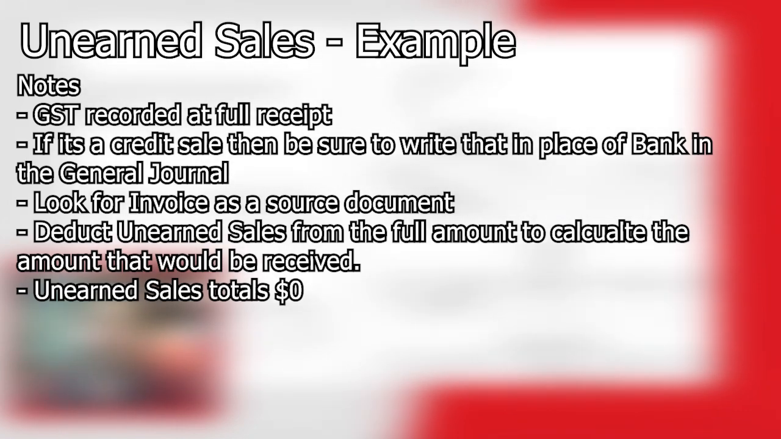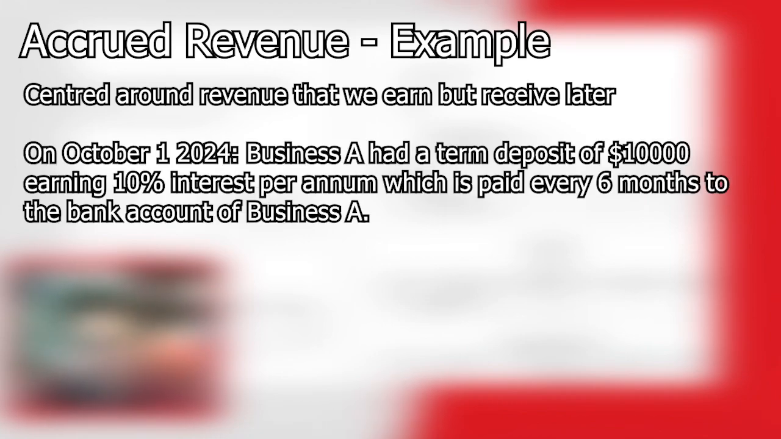And last but not least, we have accrued revenue. So this is revenue we earn but will receive later. So here is our example. On the 1st of October 2024, Business A had a term deposit of $10,000, which earned 10% interest per annum, which is paid every 6 months to the bank account of Business A.